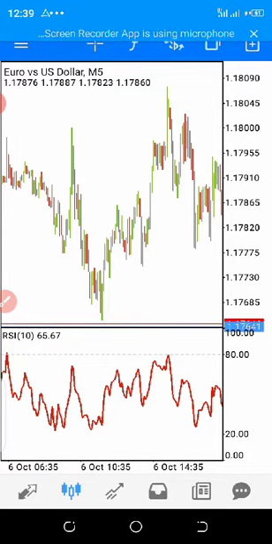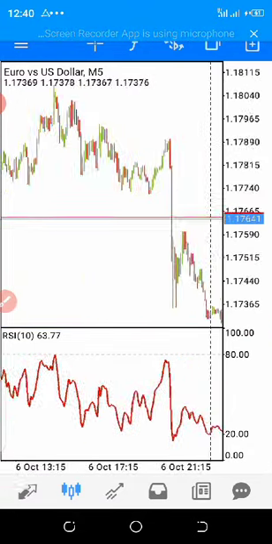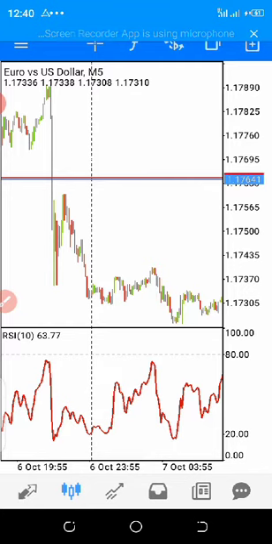underneath my chart, that is the RSI, Relative Strength Index. What does this do? This indicator indicates the oversold and the overbought on the market, as you can see this side, and it also serves as a support and resistance zone.